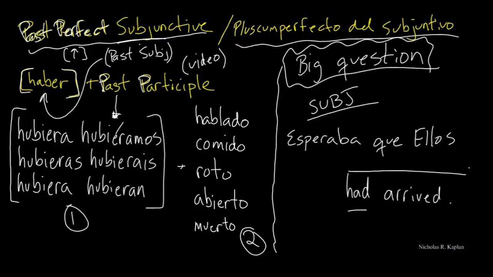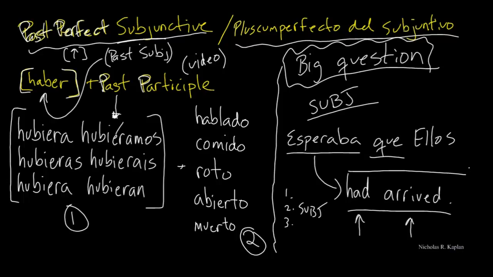So we know that this is a perfect tense because we have the auxiliary verb haber plus a participle. And we know that we need the past subjunctive because we have a trigger word, we have a que, and we have a change of person. We have one, we have two, we have three. What do we get? Subjunctive. But more specifically, we're going to get past subjunctive because we have a past trigger word.